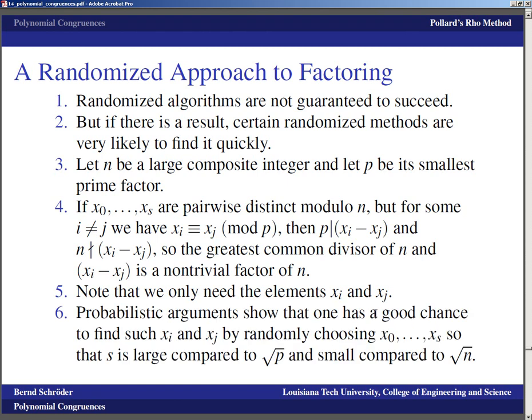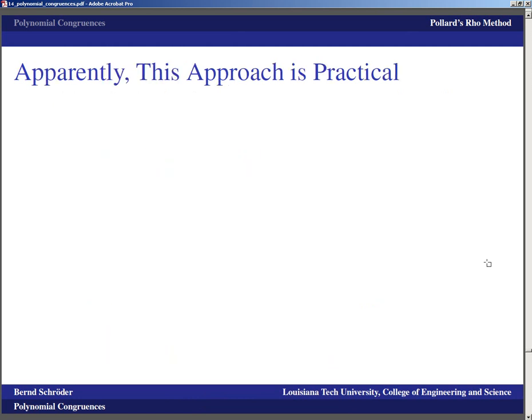Well, probabilistic arguments, however, show that you've got a really good chance to find these elements xi and xj by randomly choosing numbers x0 through xs, so that s is large compared to root p and small compared to root n. These arguments are beyond the scope of this course. They are quite deep, I would suppose, but we're not going to further prove them here.